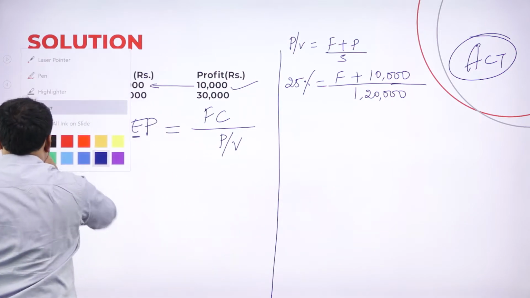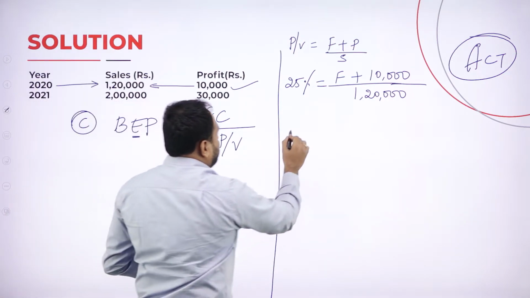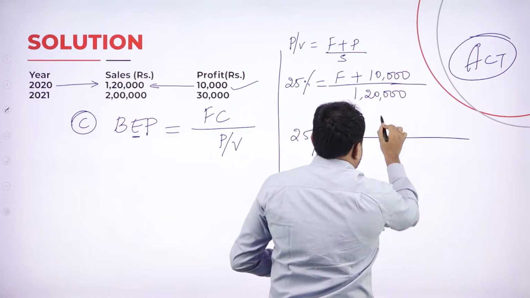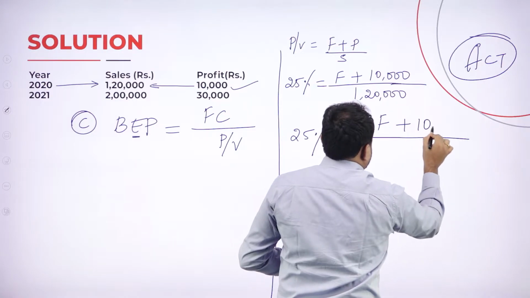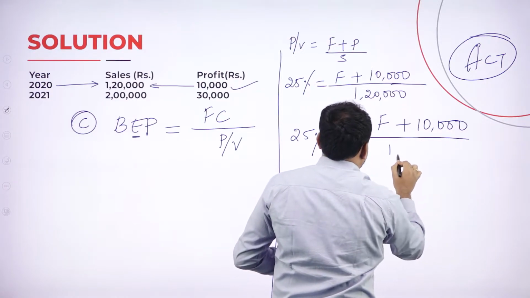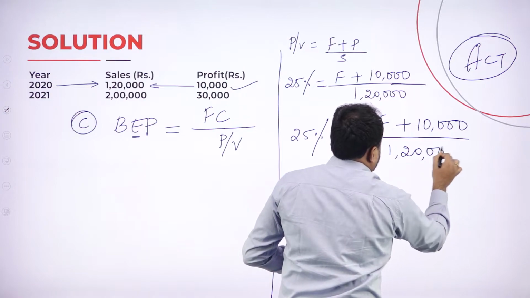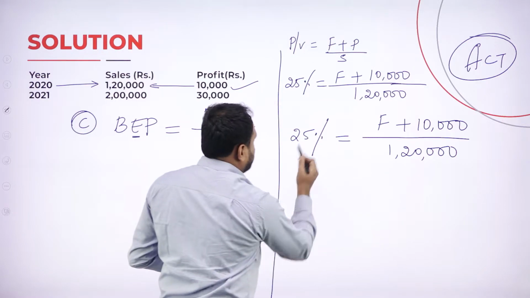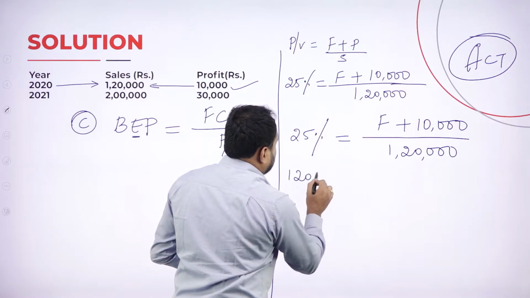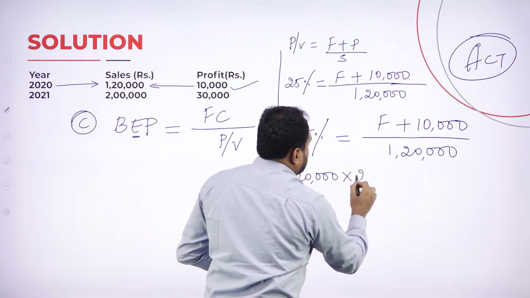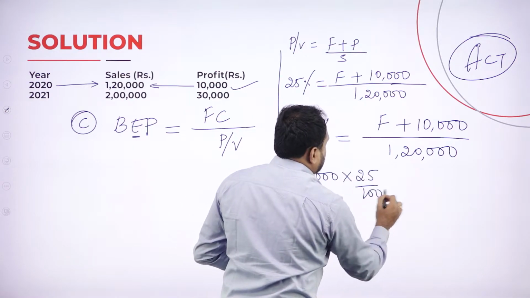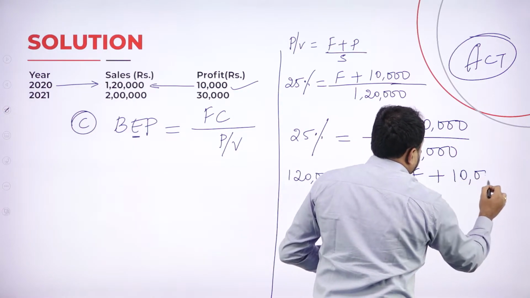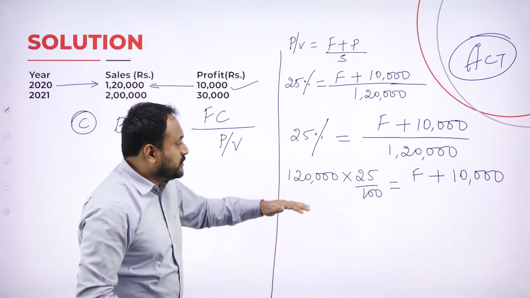Done. Now 25% is equal to F, I don't know, plus 10,000, and here 1,20,000 we have written. I'll show you how to go with the cross multiply. This 1,20,000 will come here. So that means 1,20,000 into 25 by 100 is equal to F plus 10,000. Go with the steps because you will get more marks.